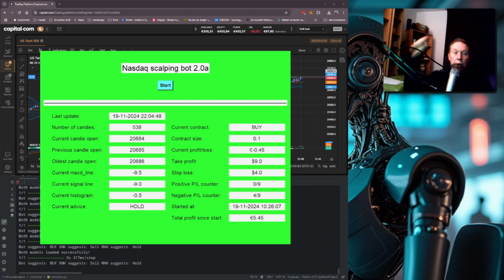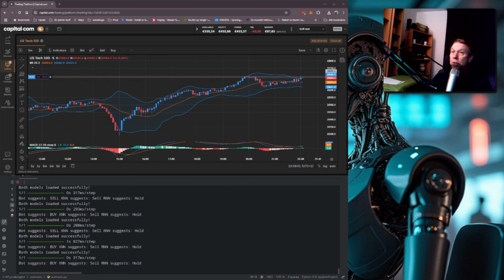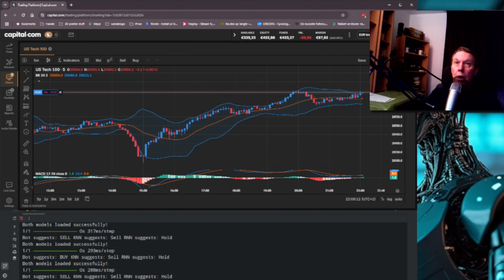Well, as you can see, the bot is green, which means that there is a small profit going on. There's a buy going on. Yes, there is a buy going on. If I disable the bot for a moment, you can see in the upper left that the bot has opened a position to buy, and for the moment this position is in the negative.